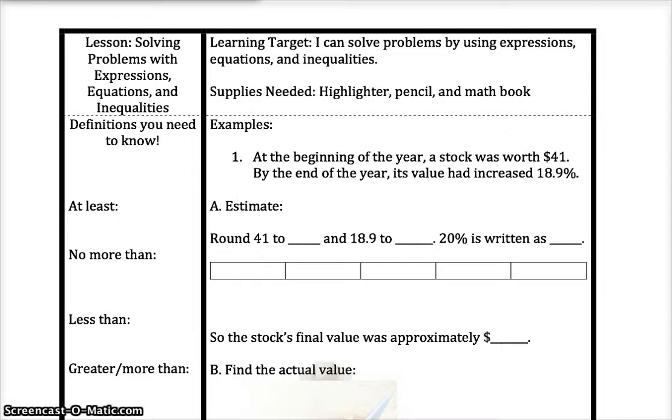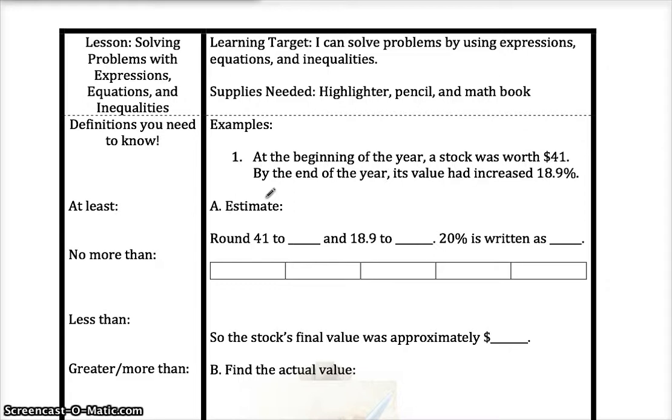Our first example says, at the beginning of the year, a stock was worth $41, and by the end of the year, its value had increased 18.9%. And so the question wants to know, let me find it, this is example 1 on page 77, and it wants to know the stock's final value. So go ahead and either follow along in your book or on these notes with me.